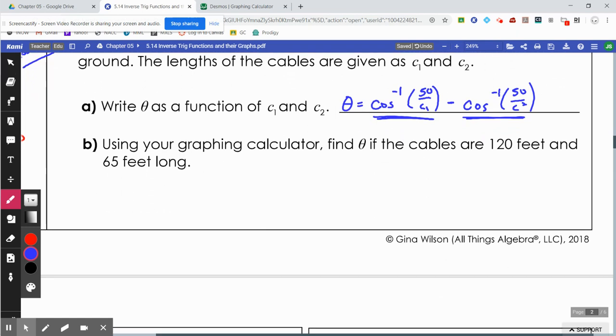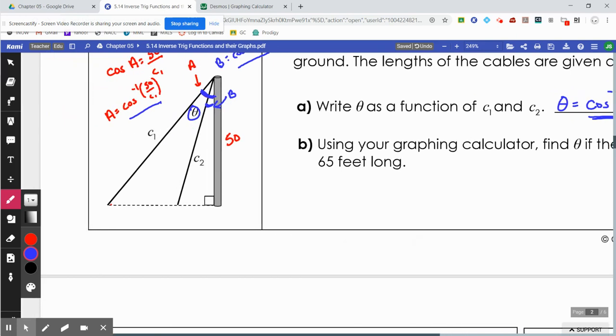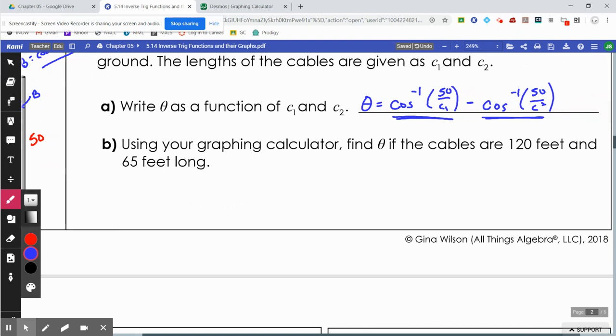Now, using our graphing calculator, let's find theta if the cables are 120 feet long and 65. So 120 would be my C1, and 65 is my C2. In order to find theta now, I could simply do the inverse cosine of 50 over the 120, minus the inverse cosine of 50 over the 65. Type every bit of that in.